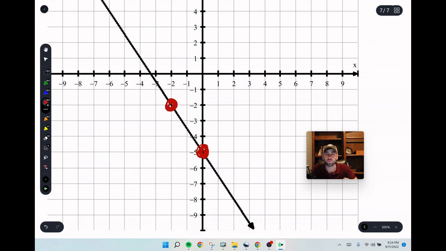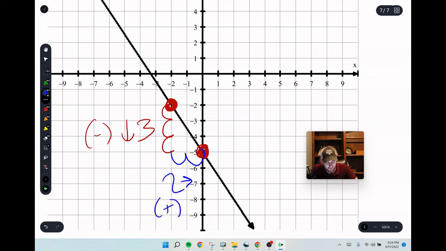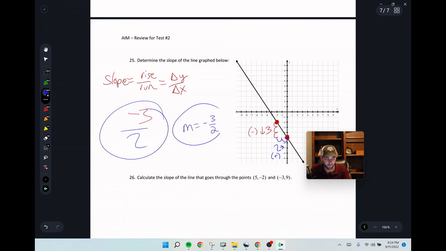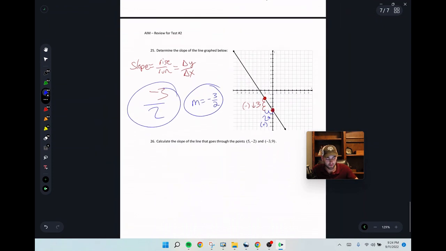So then I'm going to go left to right like I'm reading a book. I'm going to go 1, 2, 3 down, 3 down. That's a negative sign. And then I'll change the blue. 1, 2, 2 to the right. That's a positive sign. And so my rise was red and it was a -3, and my run was 2 and it was positive, and that's my slope. So m equals -3/2. All right.